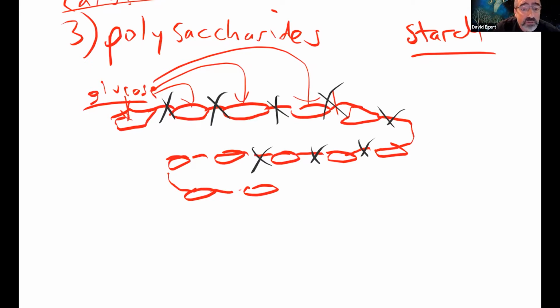In animals, there's something very similar to starch. In fact, sometimes it's called animal starch. It's also a bunch of glucoses connected together, but rather than in a long chain, it's more of a branching pattern.